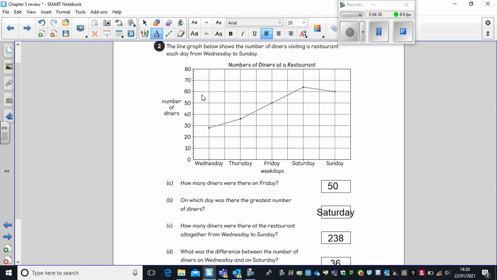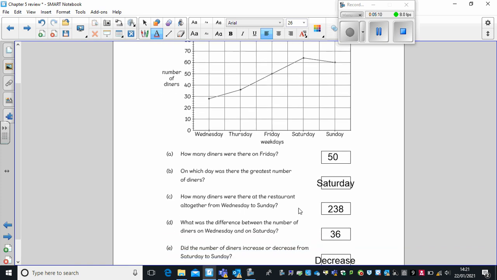So the number of diners at a restaurant, we've got the number of diners and then the weekdays. How many diners were there on Friday? So if we go to Friday, we follow that all the way up until we've got the dot that shows us, if we go across, that there were 50 people that ate at the restaurant on Friday. On which day was there the greatest number of diners? If we go to Saturday, which is the highest line, and where the dot is there shows us that if we go across, each one of the little markings is equal to 2. So we've got 60, 62 and 64.